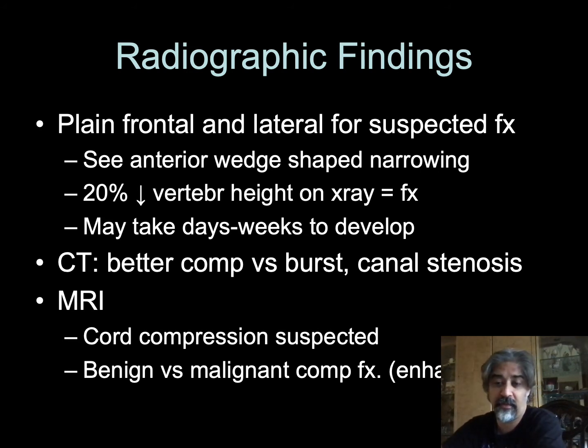So serial plain films may be necessary to visualize the vertebral injury because the deformity can take days to weeks to develop. CT scans and MRIs are used to evaluate posterior vertebral wall integrity and for ruling out other causes of back pain. CT can be helpful in identifying a fracture that's not well visualized on plain films, for distinguishing a compression fracture from a burst fracture, and for further evaluation of a complex fracture. CT can also reveal spinal canal narrowing. MRI is what you would use if you were looking for neurologic symptoms.